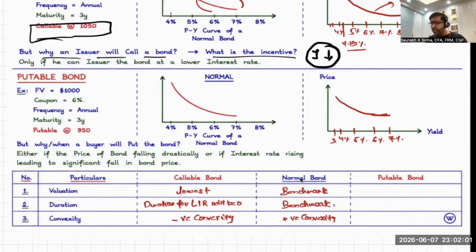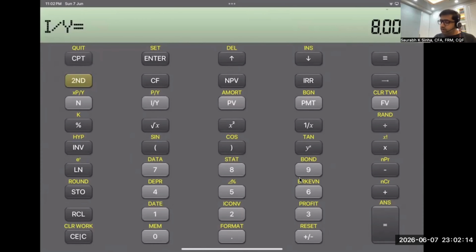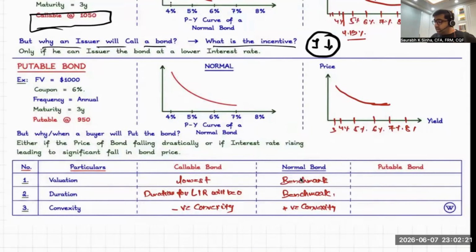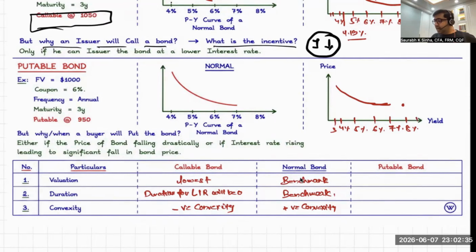But let's calculate at 8%. 8 I/Y, compute PV. 948.45. If I'm aware that the bond price is going below 950, I will directly sell it to whom? To the issuer, so I will sell it at 950. At 9%, the price would decrease further, but I'll sell it to the issuer at 950. So beyond this, it is flat, which is a good thing for me.